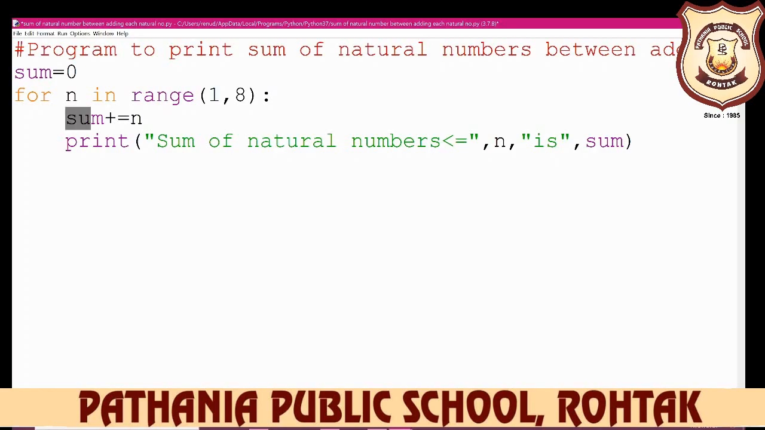After that you write sum plus is equal to n. What is the meaning of this sum plus is equal to n? Sum plus is equal to n means sum is equal to sum plus n. This is the meaning. So the first time your sum is 0 and n is 1. So you write 0 plus 1 is equal to 1. Then the second time your sum is 1 but your number is 2. So 1 plus 2 is equal to 3.